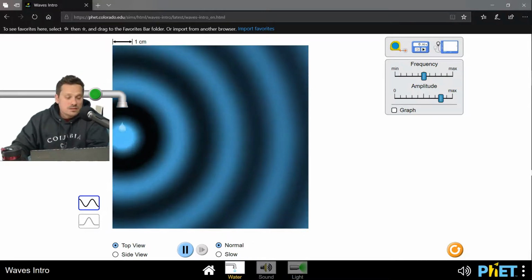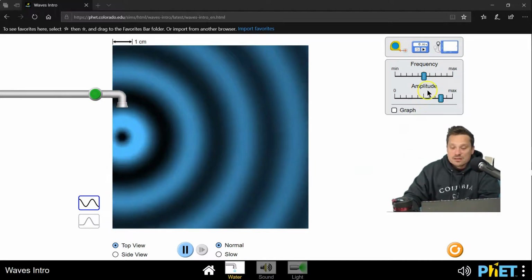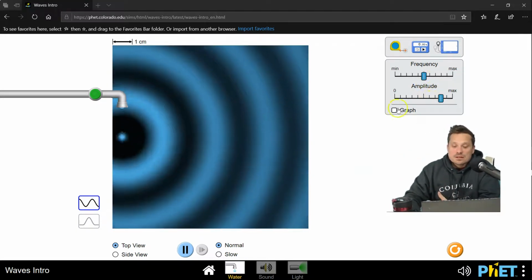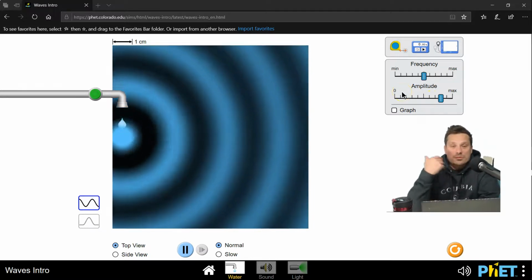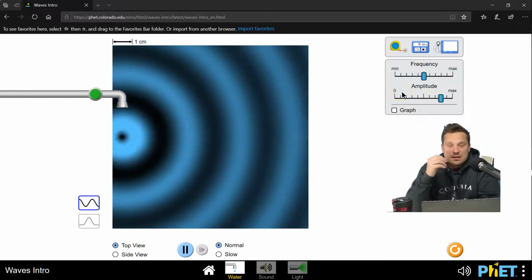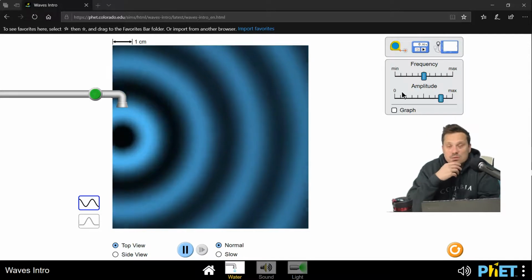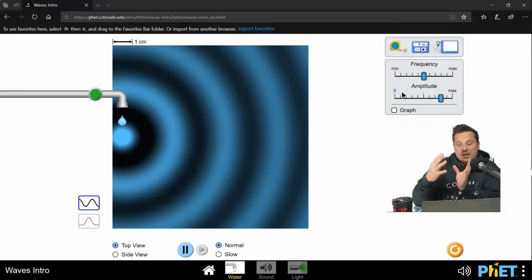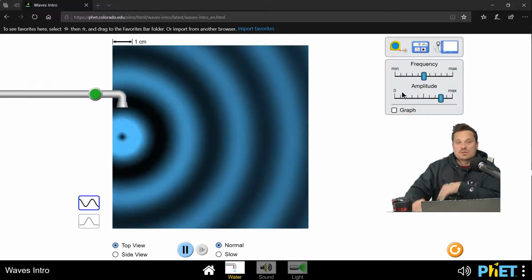Over here, on this side, there are two things. It says frequency and it also says amplitude. Let's vary these. These are sometimes called parameters in the sciences. So these are values you can change, for example, and we'll see what happens in terms of the waves that we see spreading out from where the drops hit.